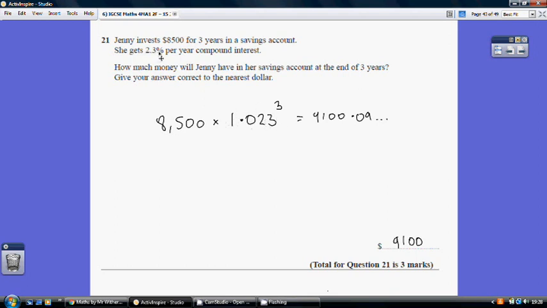Had this been 5%, we'd have used 1.05. Had it been 4%, we'd have used 1.04. But it's 2.3, so we have to use a multiplier of 1.023. Now the power is the number of years, so that's 3 on this occasion. So get out your calculator. 8,500 times 1.023 to the power of 3 gives us 9,100.09. So to the nearest dollar, that is 9,100.